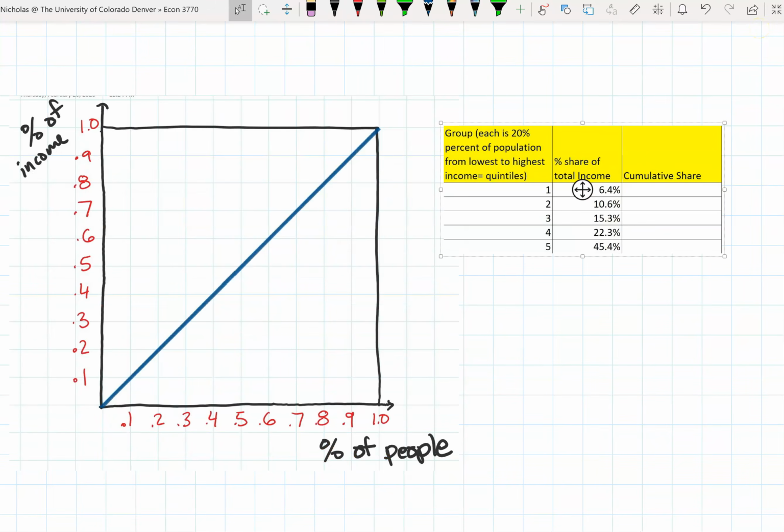So this is an optional video. You can actually make Lorenz curves for different types of data. As long as we have income data and we put it in order, then we can make a Lorenz curve. It could be really detailed, like we could have the income for every single person in the society. But generally we don't have that.